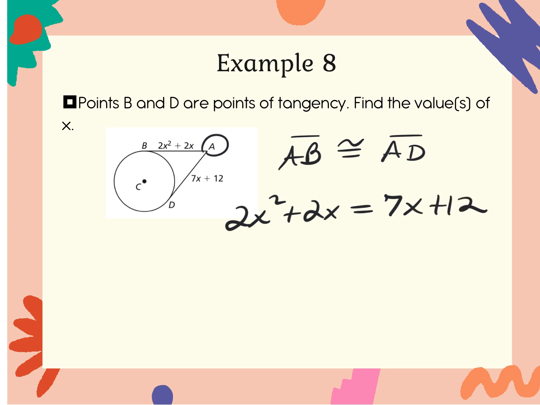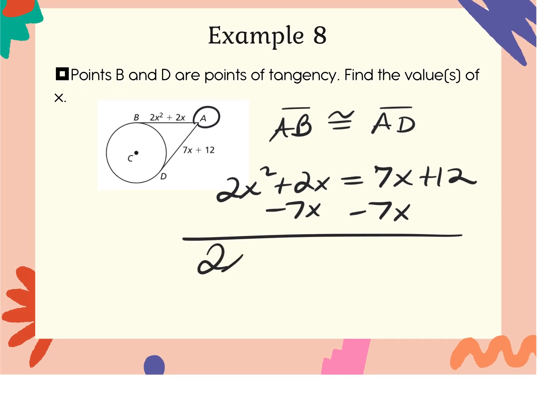So then now what I need to do is I'm going to get my like terms together. So I'm going to subtract 7x from both sides. I get 2x squared minus 5x equals 12. And then we need to move the 12 over.